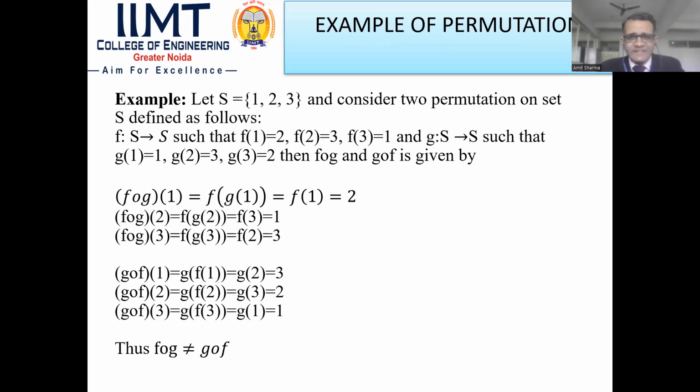Then f circle g and g circle f, we can easily calculate. Here we have calculated, you can see easily. So what is the conclusion? f circle g is not equal to g circle f. So we can say from here that permutations need not commute. So symmetric group is non-abelian.